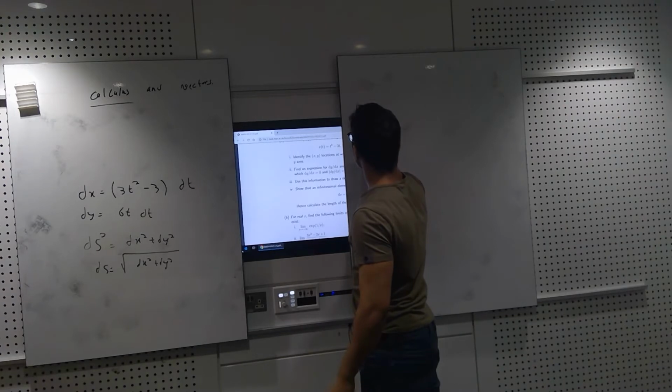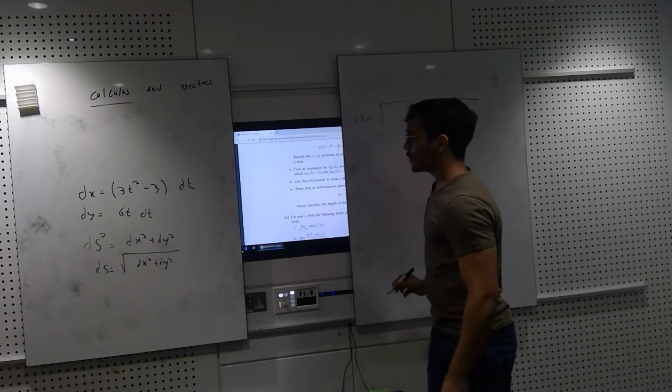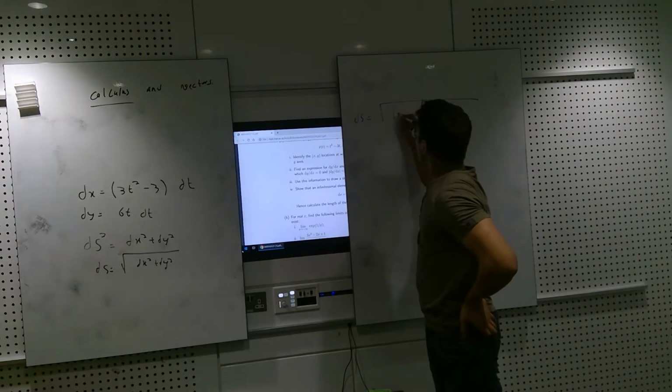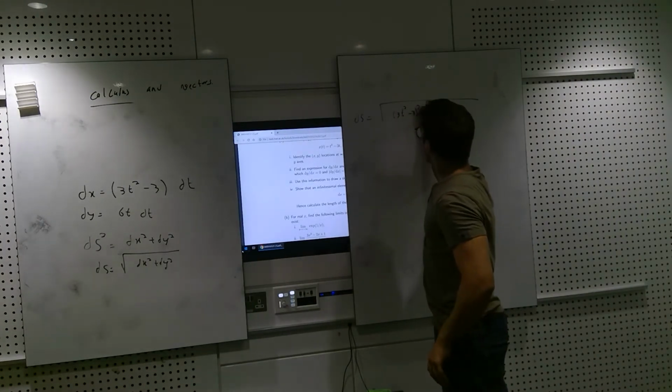So ds will be equal to the square root of 3t squared minus 3, all squared.